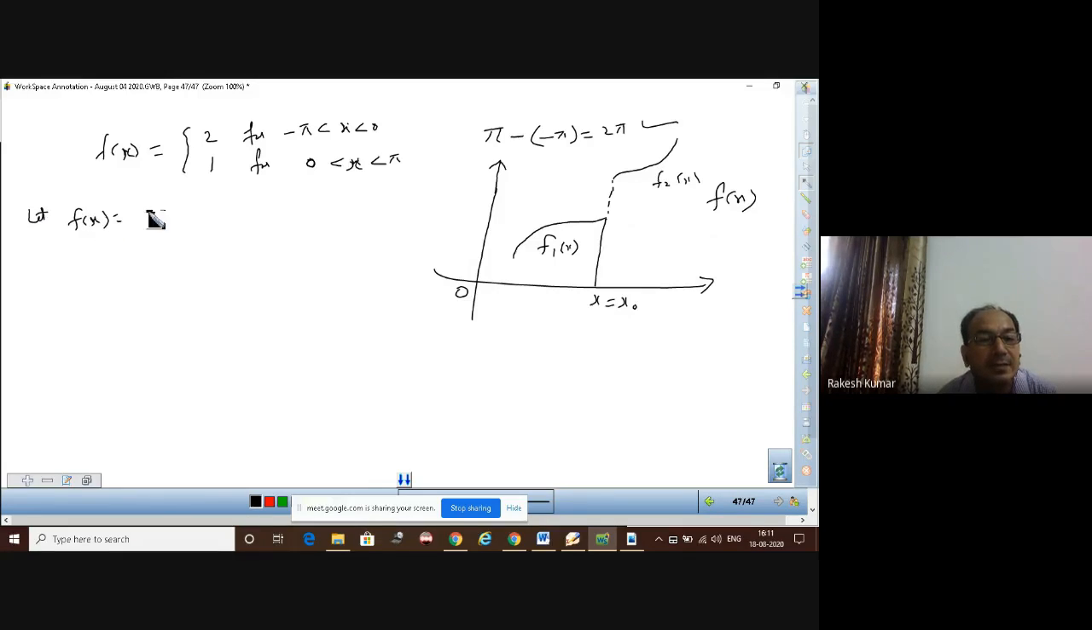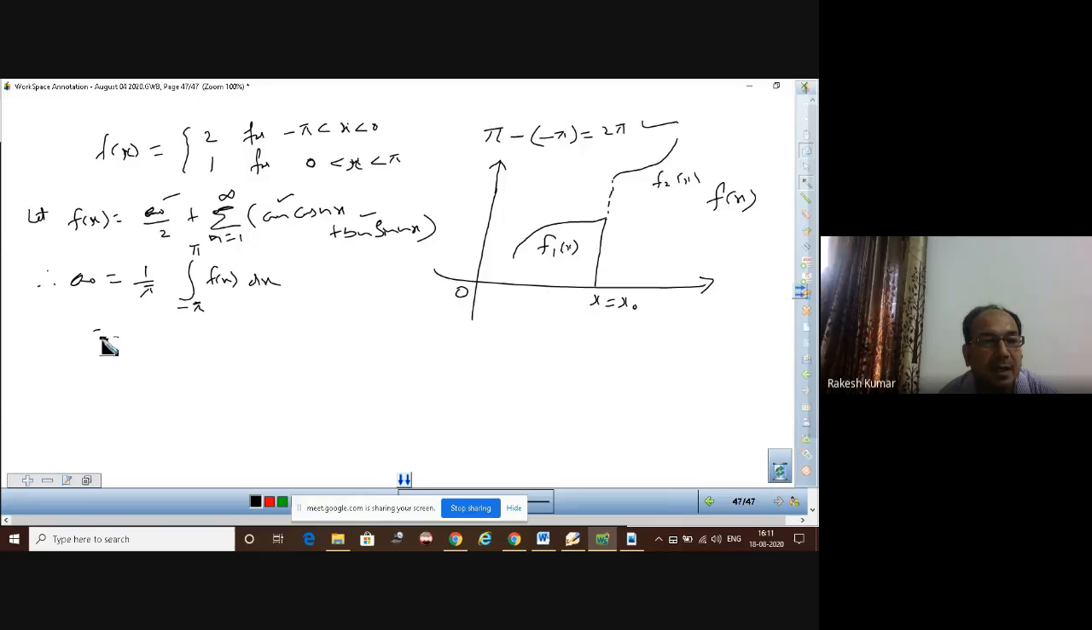F of x is a naught upon 2 plus the summation from n equals 1 to infinity of a n cos of nx plus b n sine of nx. And you know that we can find the values of these Euler constants a0, an, and bn. A0 is 1 over pi, and the interval is minus pi to pi, of f of x dx.